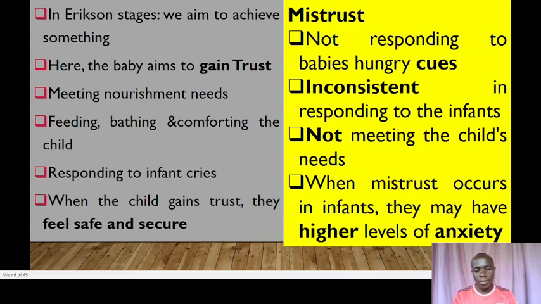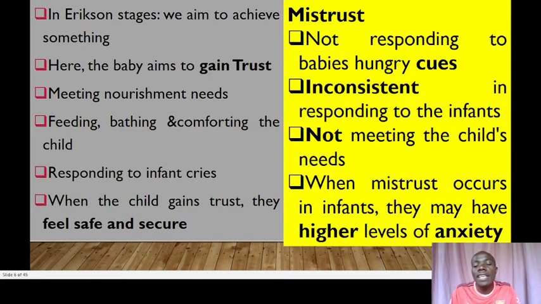So in Erikson, we know our main objective is to achieve a task. The task here is gaining trust. A child will gain trust if we meet their nourishment needs: we feed them when they are hungry, we bathe them when they are soiled, and we comfort the child when they are crying. So we need to respond to the child's cries. When this is done, the child is able to gain trust.